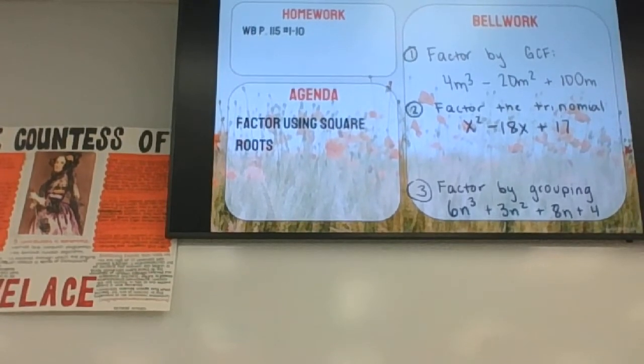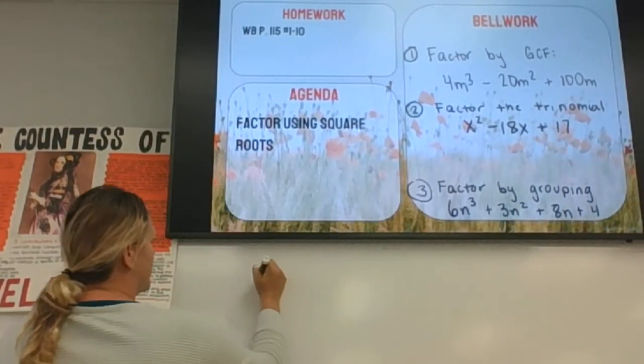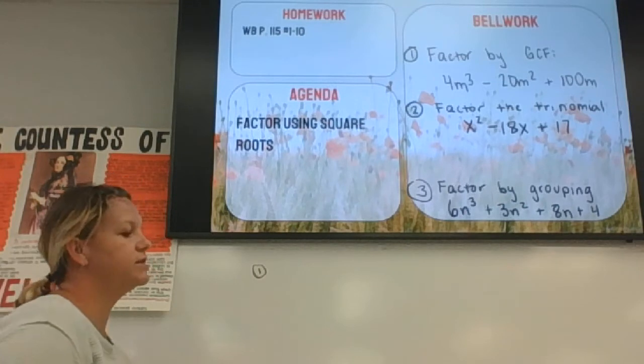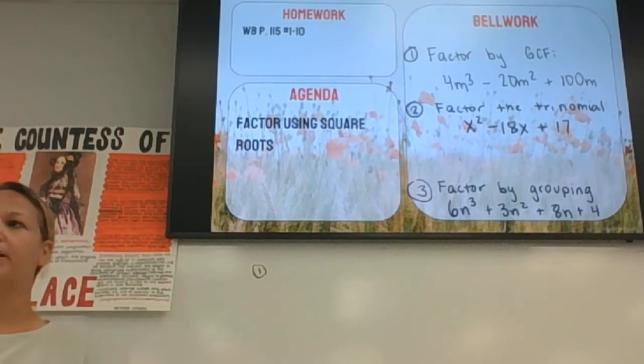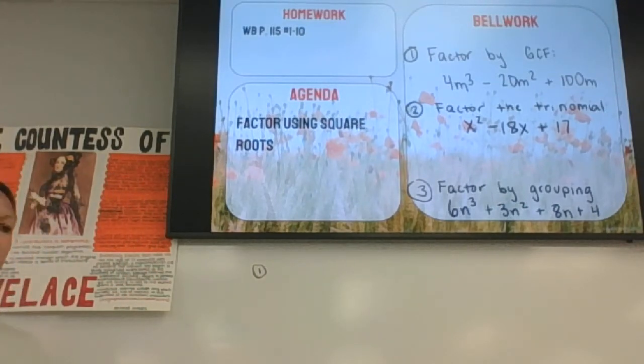Okay. So if you're not sure how to factor by greatest common factor, you should have just easily been able to look back in your bell work or look in your workbook in chapter 8 and see, oh, okay, I need to find something that all three terms can divide by.